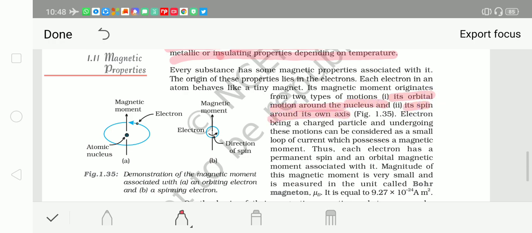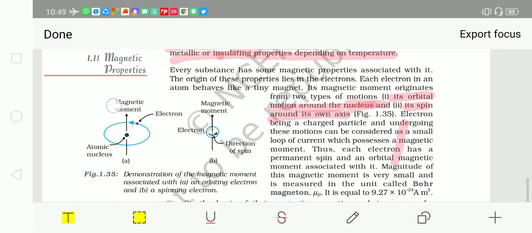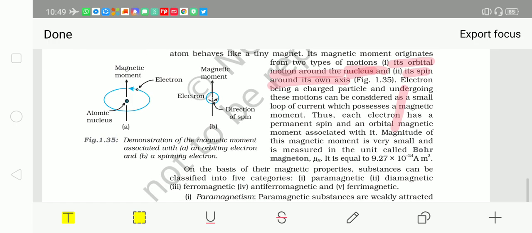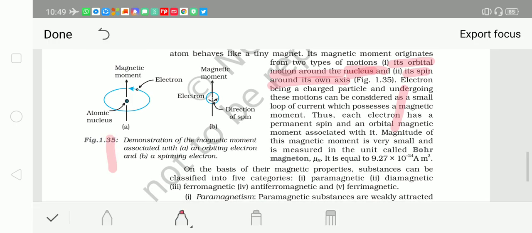For example, as our earth has revolution around the sun and rotation around its own axis, similarly the electron is also revolving around the nucleus and rotating around its own axis. Because of these two kinds of motion, electrons have magnetic moment. Even though this magnetic moment is very small, because of these two kinds of motion, they have it.